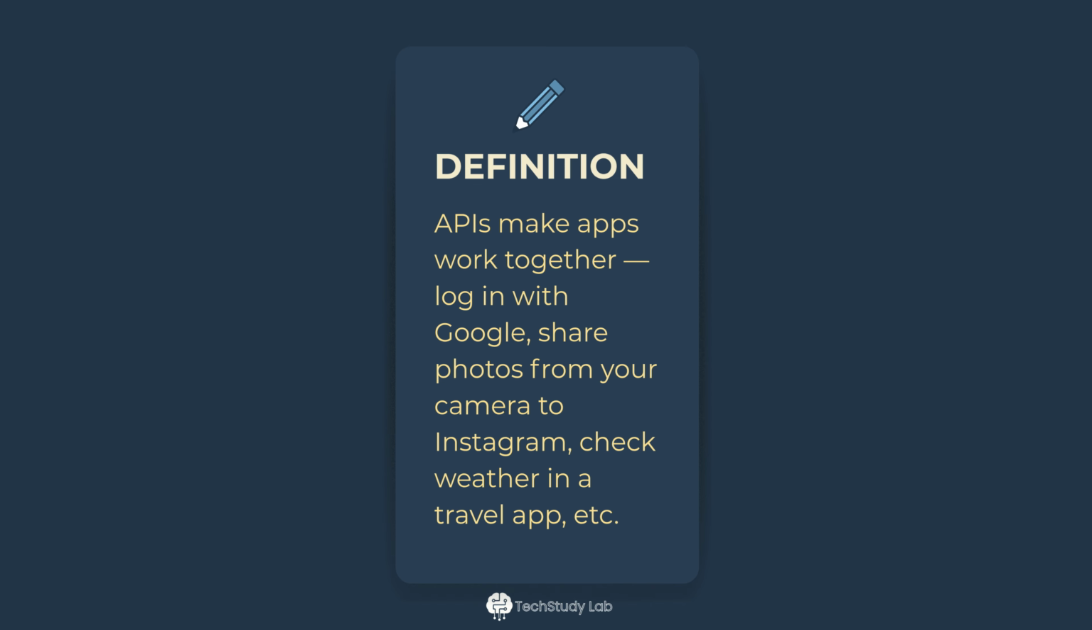Here's the key takeaway. An API is a safe way for one app to ask another app for information or actions, like a waiter making sure your order gets handled correctly.